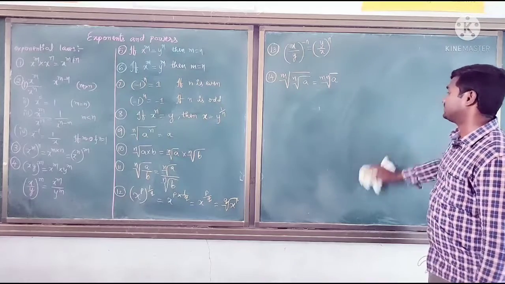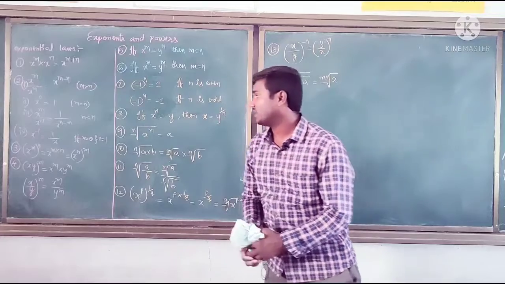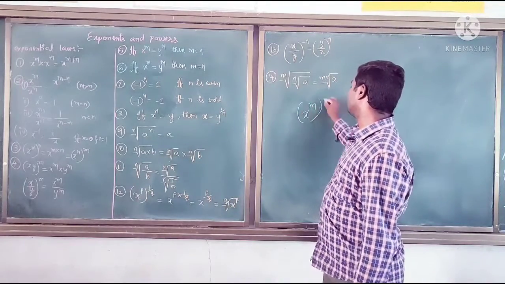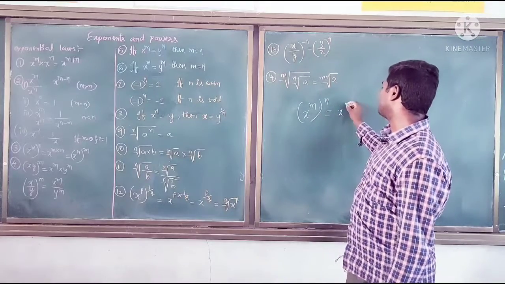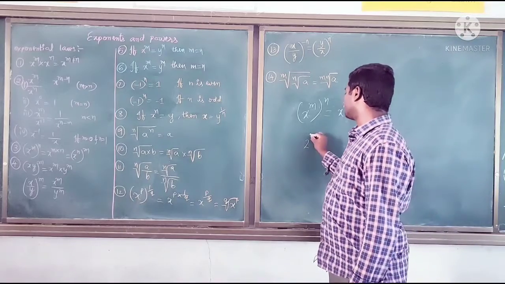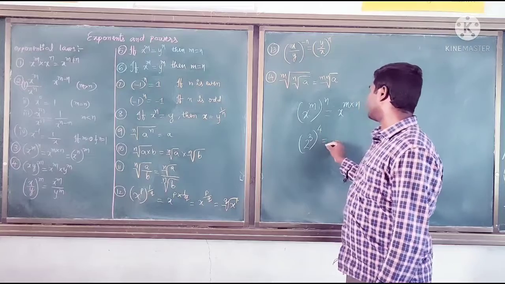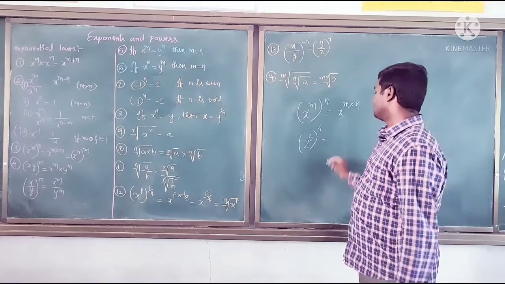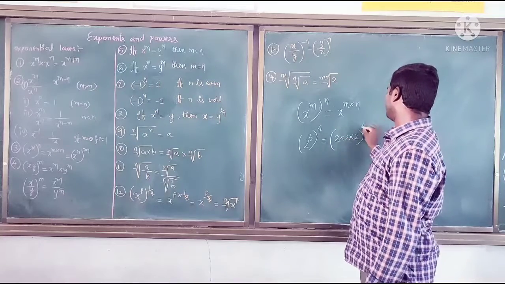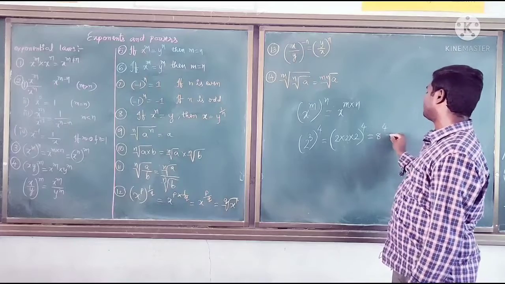Okay, likewise we are going to simplify. Next, formula number 3: x power m whole power n is equal to x power m into n. So we can use this formula. 2 power 3 whole power 4: 2 power 3 means 2 into 2 into 2, whole power 4. 2 into 2 is 4, 4 into 2 is 8, that is nothing but 8 power 4.